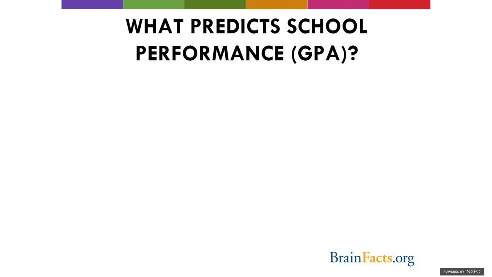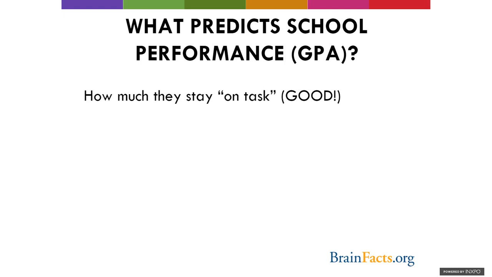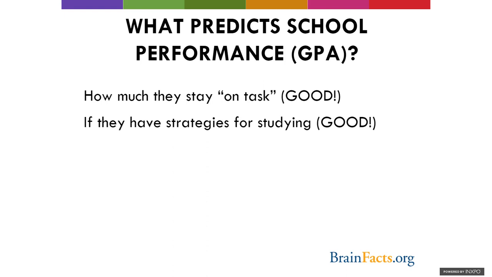We also were looking to see what would predict someone getting a good GPA in school and what would predict someone getting a poor GPA. And interestingly, we found 5 things. The first one will surprise you. Those who were able to stay on task for more of our 15 minutes had a higher GPA in school.